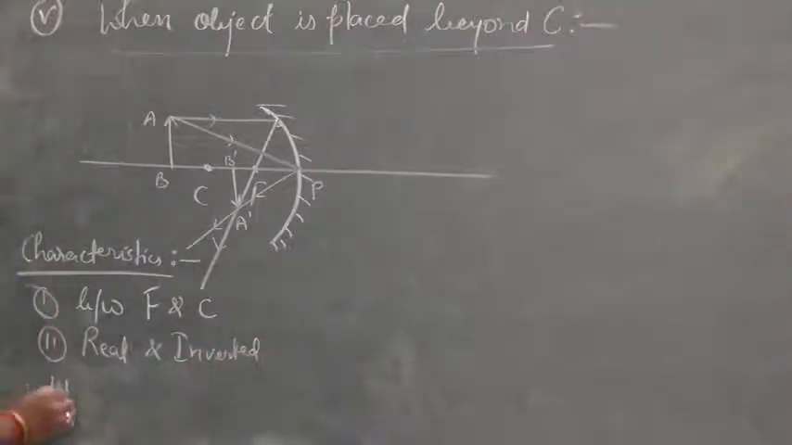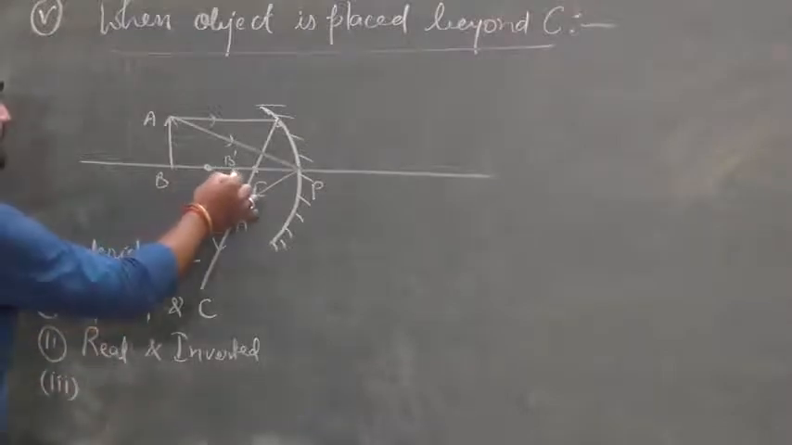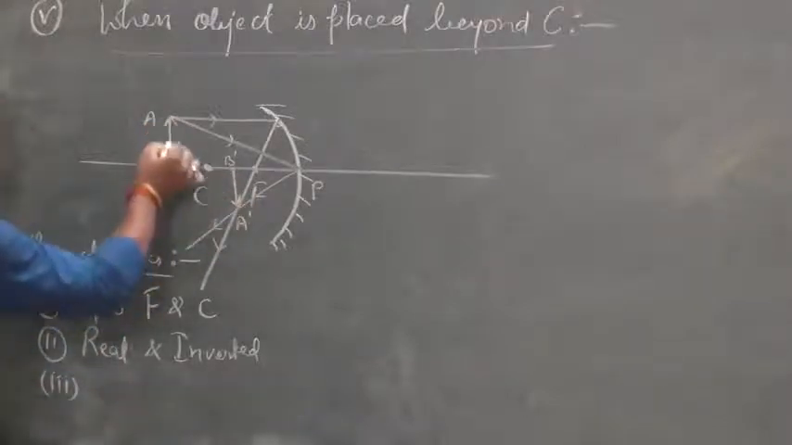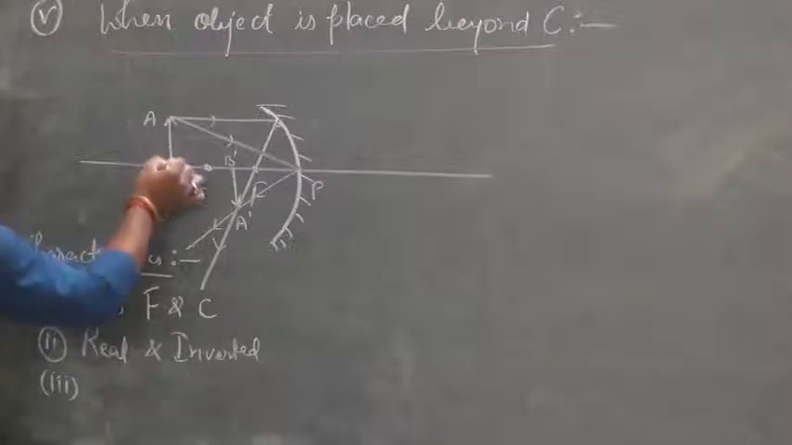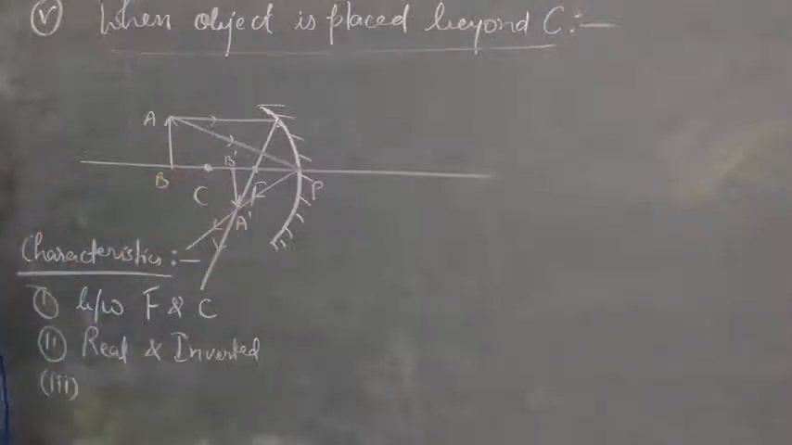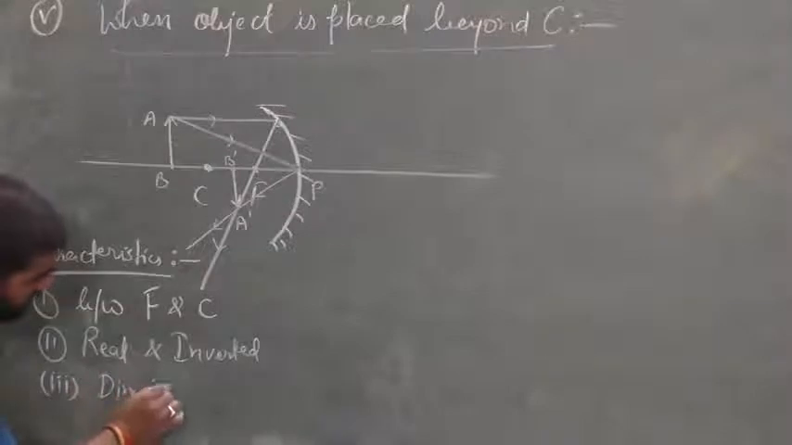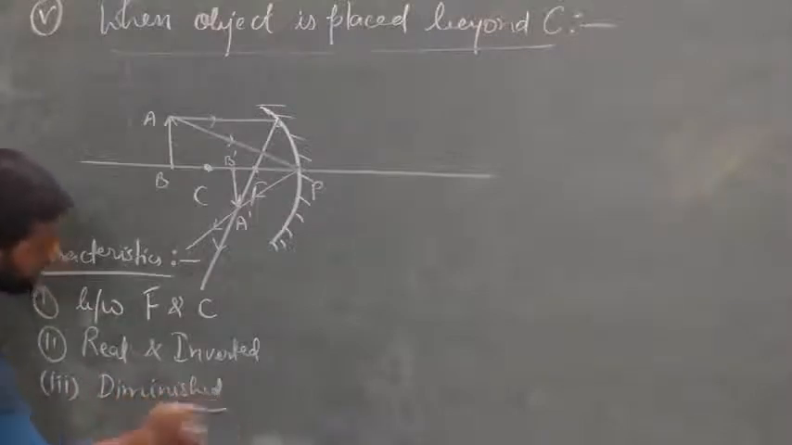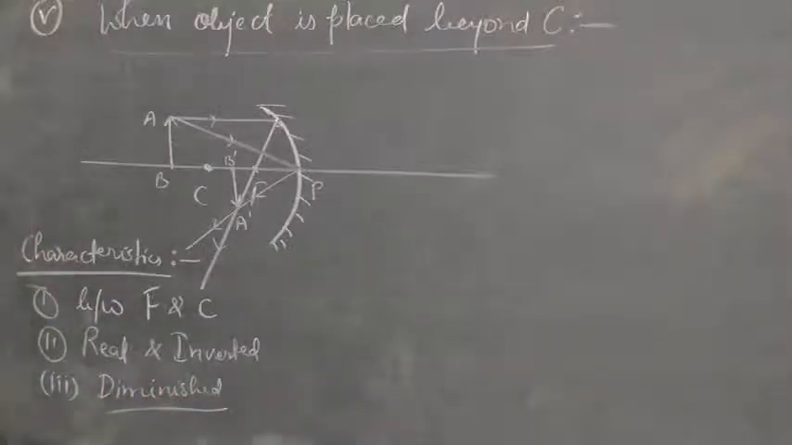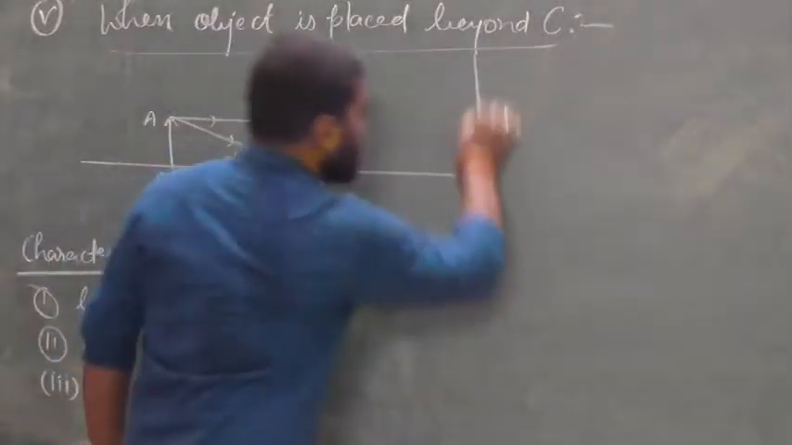In the third case, the size of the image. The size of the image will be smaller than the object. You can see here the object is larger in size and the image formed is smaller in size. So we can say the image will be formed diminished, or smaller than the object. The sixth and last case is what?